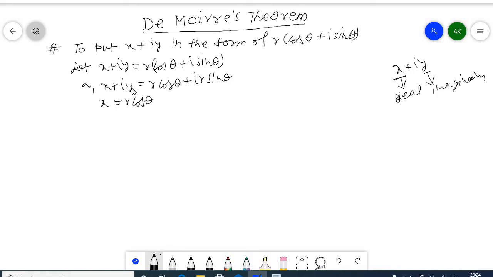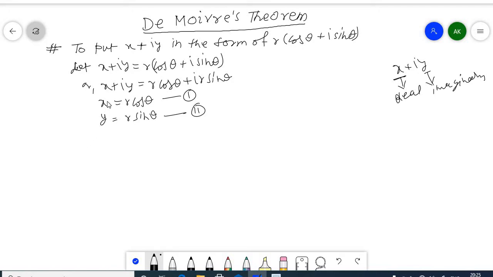And what will be the imaginary part on the left side? The coefficient of i will be the imaginary part. So y is the imaginary part on the left side, and on the right side the coefficient of i is r sin theta. So r sin theta is the imaginary part on the right side. So x is equal to r cos theta and y is equal to r sin theta. I am saying that this is equation 1 and this is equation 2.